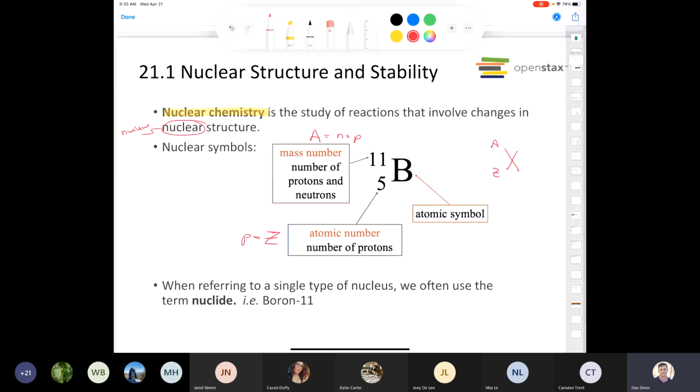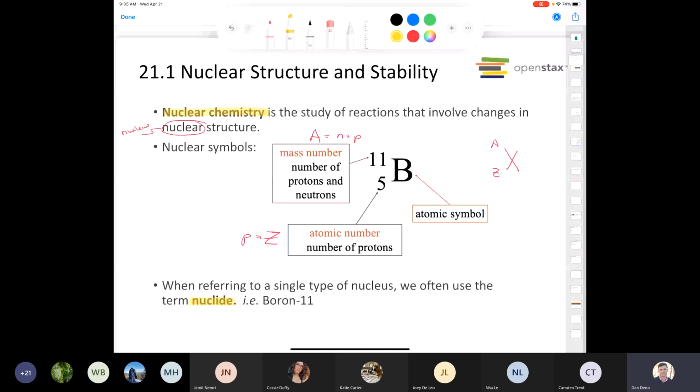And so in nuclear chemistry, we're going to see reactions where we have changes in numbers of protons. When referring to a single type of nucleus, we often use the term nuclide. So again, if we're talking about a boron nucleus that has, of course, 5 protons and 6 neutrons, we would call that boron-11. So nuclide is a definition you need to know.